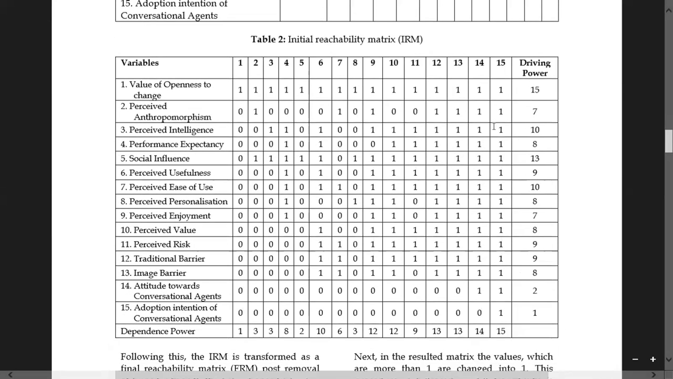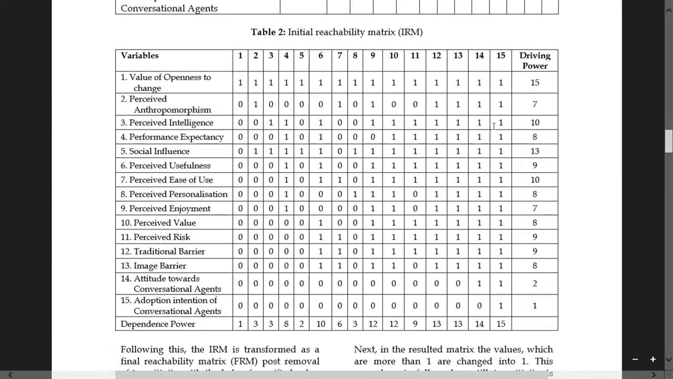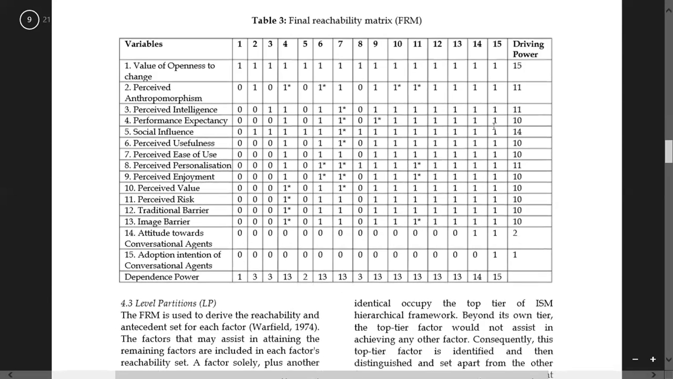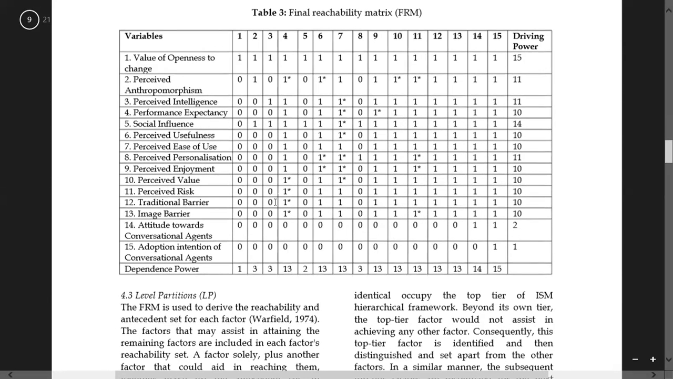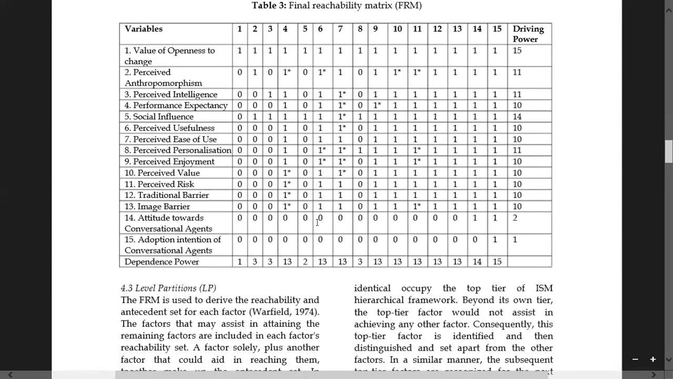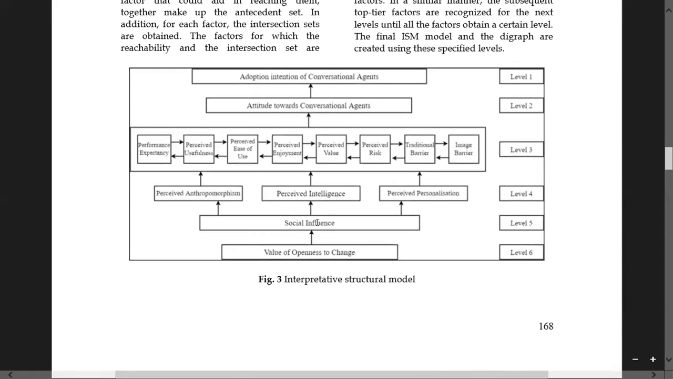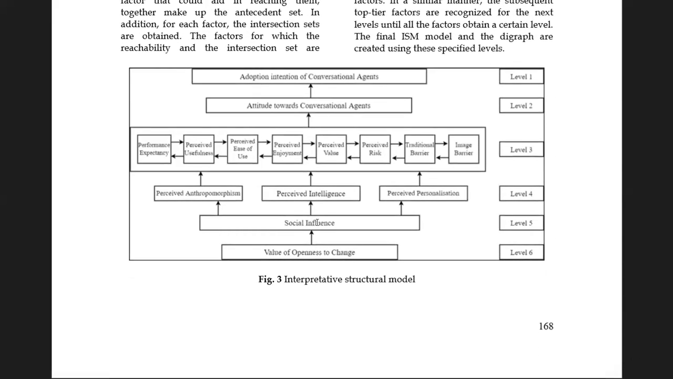Initial reachability, make it all 1 and 0. Then go ahead with the star. 1 star means all these are indirect effects possible. Go for the level partitioning, and after level partitioning, now this comes as the final model. So it says value of openness to change should be the first one. That has an effect on the social influence that leads to perceived intelligence, personalization, or anthropomorphism that lead to a number of them. They make attitude, and finally the adoption intention is there.